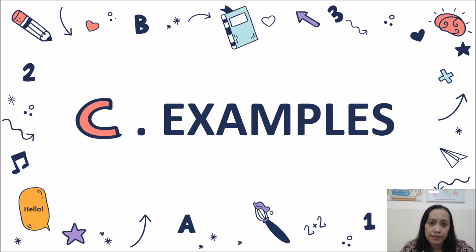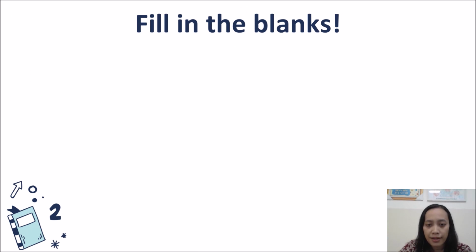Now we will look at examples of simple present tense sentences. Okay, let's try to fill in the blanks. Number 1, she (be) a teacher. Be here is talking about to be. So we have to match the to be with the subject. Since the subject is she, the to be will be is. So the answer is, she is a teacher.